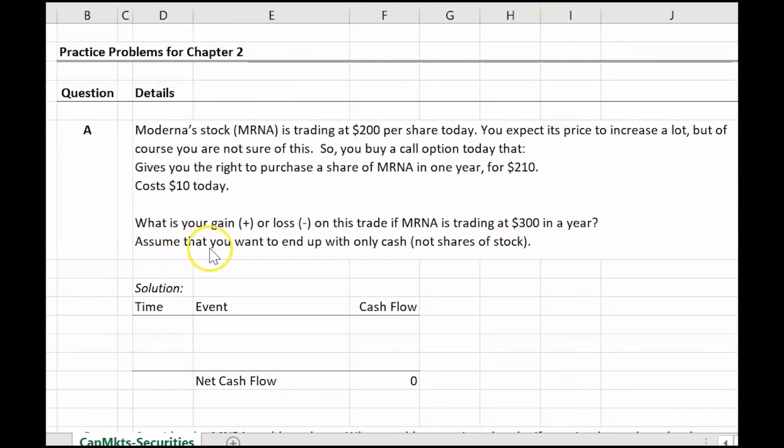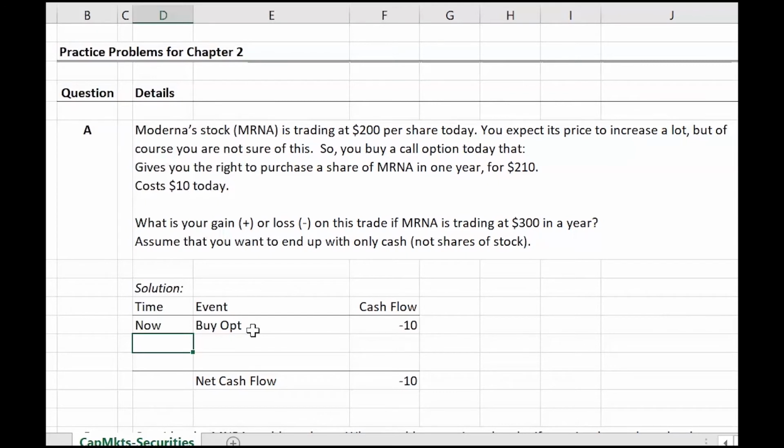And as always, we're going to assume that we want to end up with only cash. In all of these problems, we always assume we want to end up in cash, not shares of stock. So the way to solve this is to set up a table. This is going to be true with all of these. It has time, what's happening, and what's your cash flow at that time. So let's start with now, and we've already said we're going to buy the option. So we're going to buy the option, and the cash flow for that costs us $10. That's right. Okay. So now nothing happens for a year.